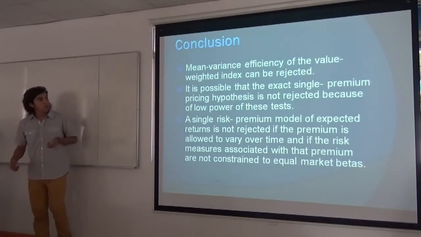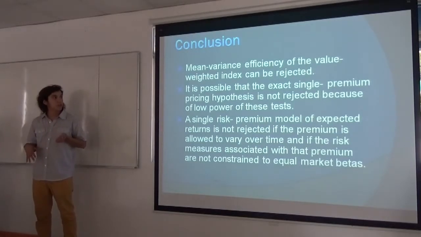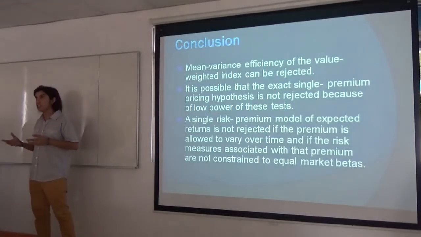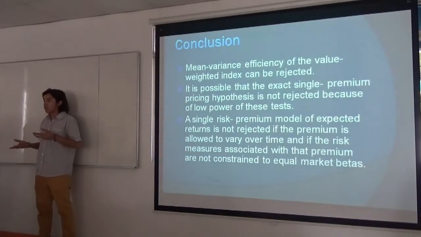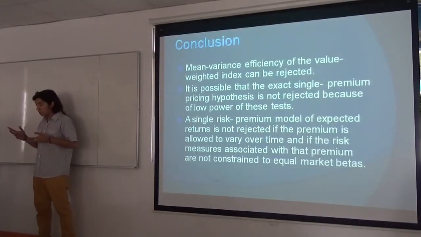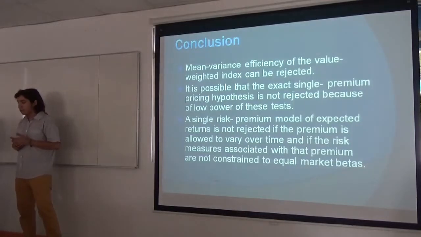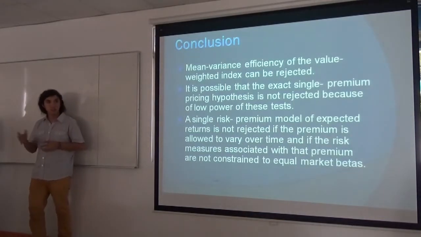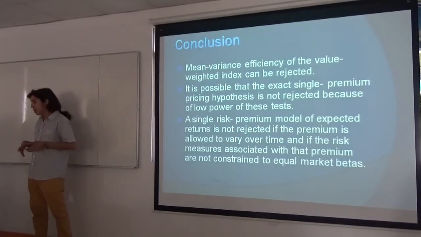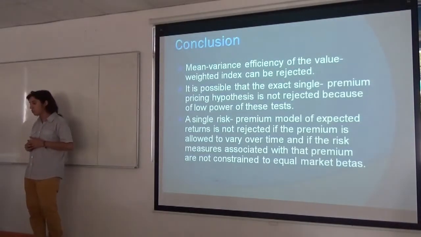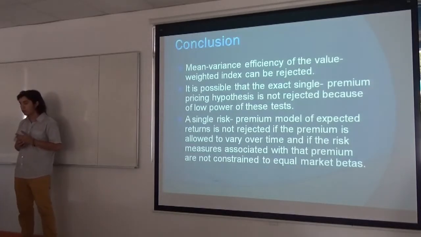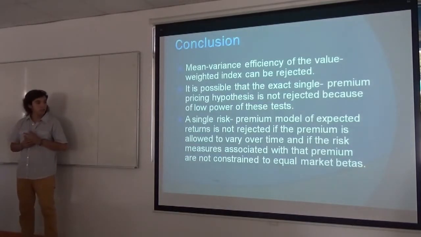The evidence above shows that the mean variance efficiency of the value weighted index can be rejected, and this rejection can be insensitive to the variability of the expected risk premium. It's possible that the exact single premium pricing hypothesis is not rejected because the tests have low power, and a single risk premium model of expected returns is not rejected if the premium is allowed to vary over time and if the risk measures associated with that premium are not constrained to equal market betas.